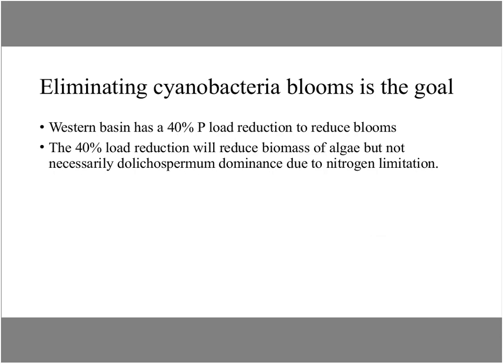So eliminating the cyanobacteria is the goal. The Western Basin has a 40% load reduction goal set in place, and the 40% load reduction will reduce the biomass, but not necessarily limit the Dolichospermum dominance due to their ability to fix nitrogen.